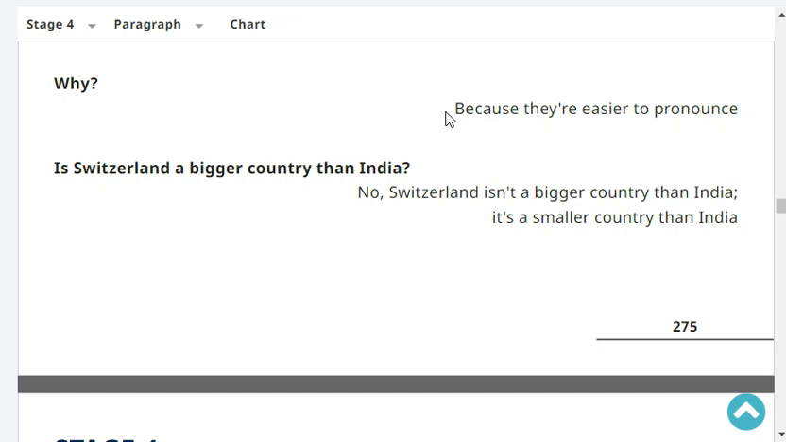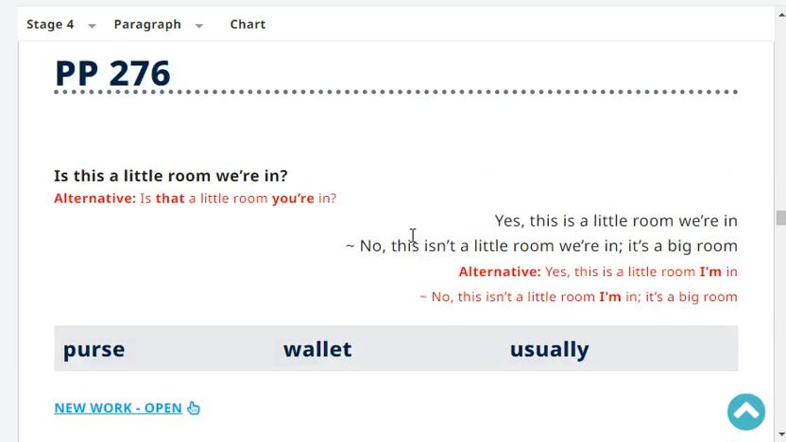Is Switzerland a bigger country than India? No, Switzerland isn't a bigger country than India. It's a smaller country than India. Very good.